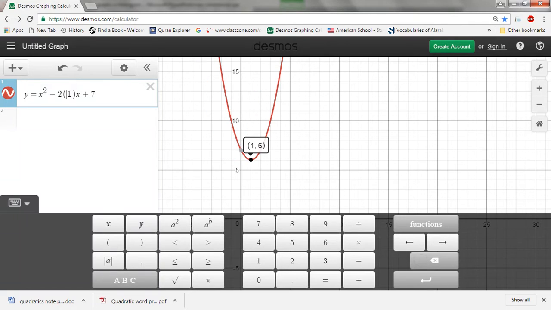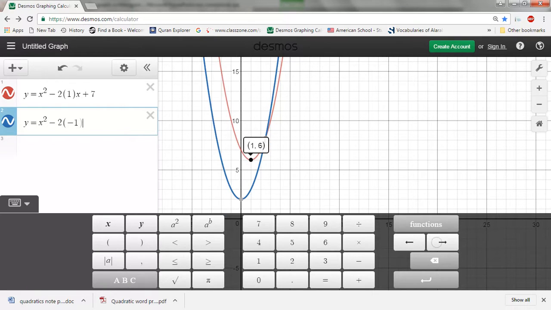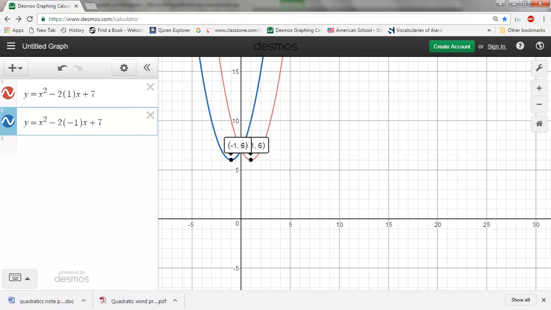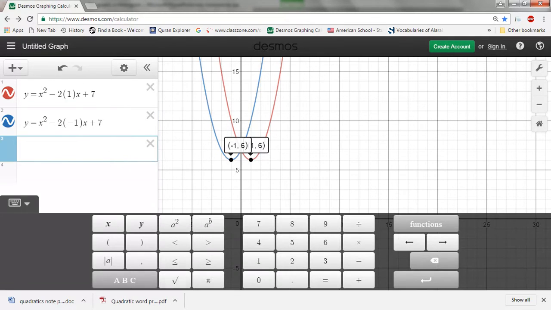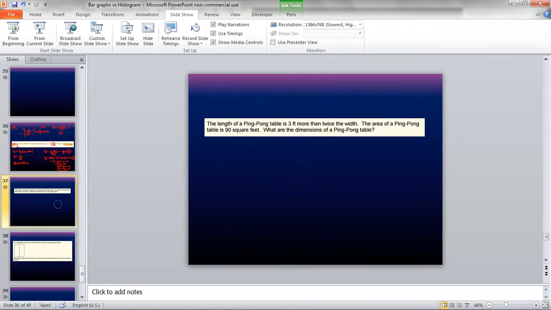Let me draw this as a separate graph. y equals x squared minus 2 times negative 1 times x plus 7. So these are two quadratic functions whose minimum values are both 6. And that is how we got this answer here. So when b is plus or minus 1, we'll get the minimum value to be 6. That's the first question that we have.